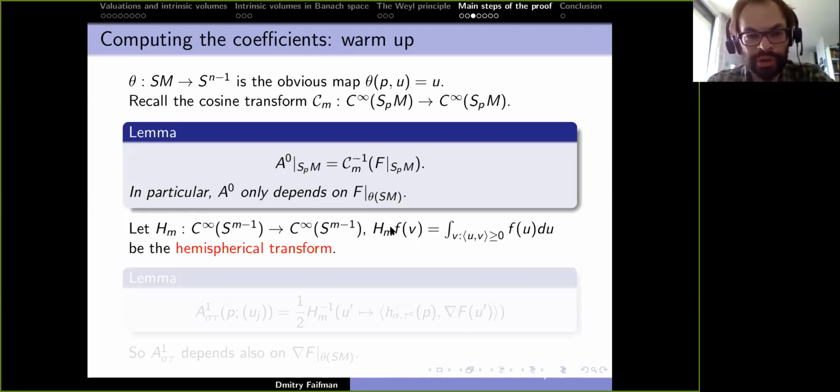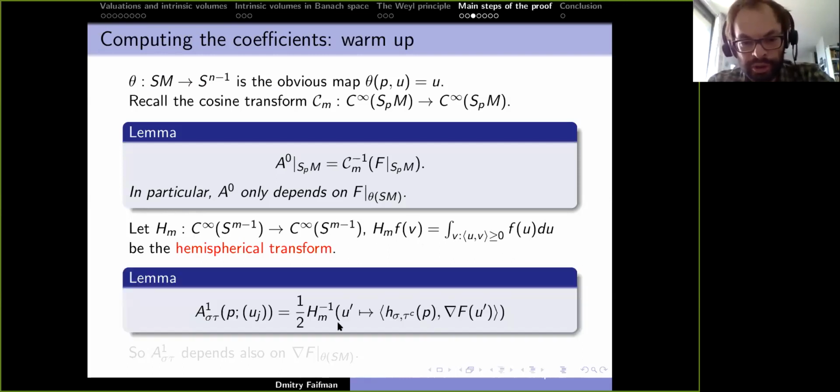And this is a function of the center of the half sphere. That's the hemispherical transform. And it turns out that the first coefficient is the inverse hemispherical transform of something that depends on the gradient of the norm. So that's bad news for intrinsicality, because the gradient needs not only the values, but also some derivatives.